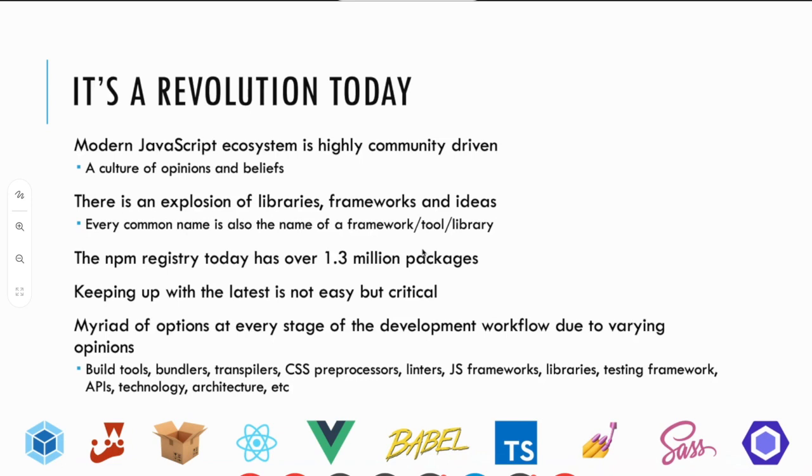So if you go and search the internet for any common name you can think of, you may find a JS library or a framework with that name. So there are libraries with the name of Mocha, Chai, even Jest, or there's even a library with the name of Thanos. Okay, so the NPM registry, because of this highly community-driven world, has over 1.3 million packages today.